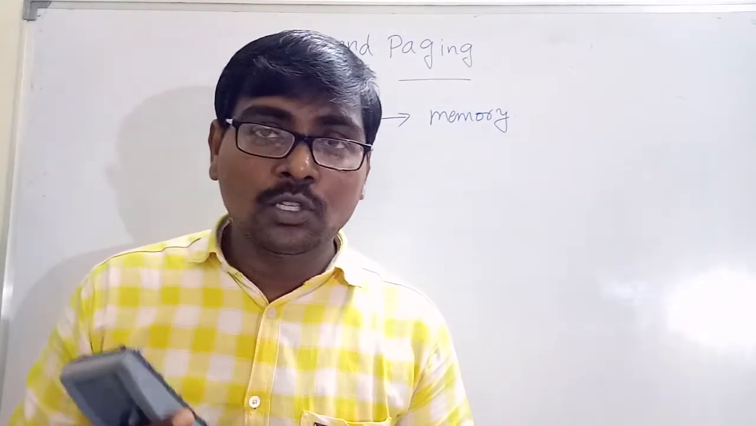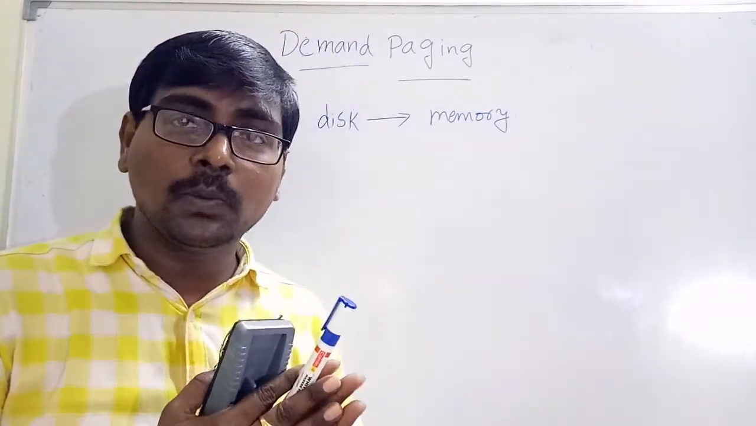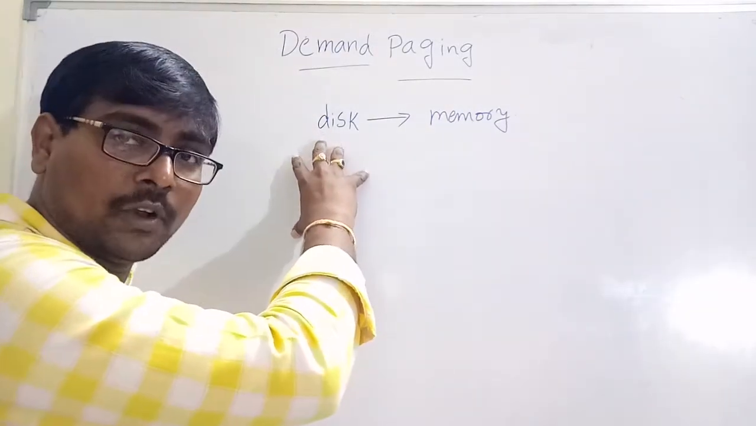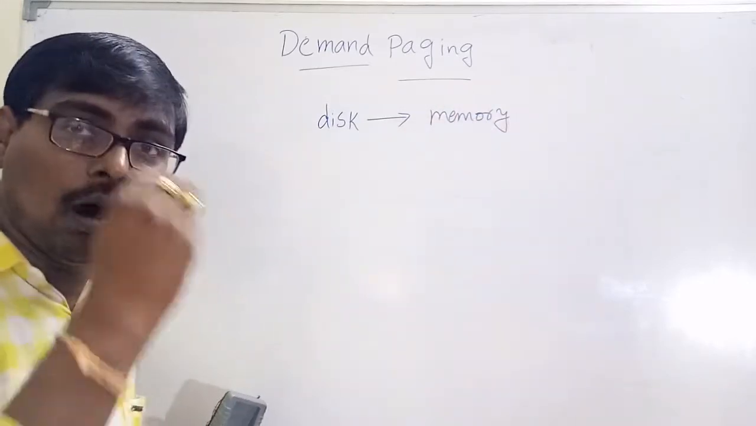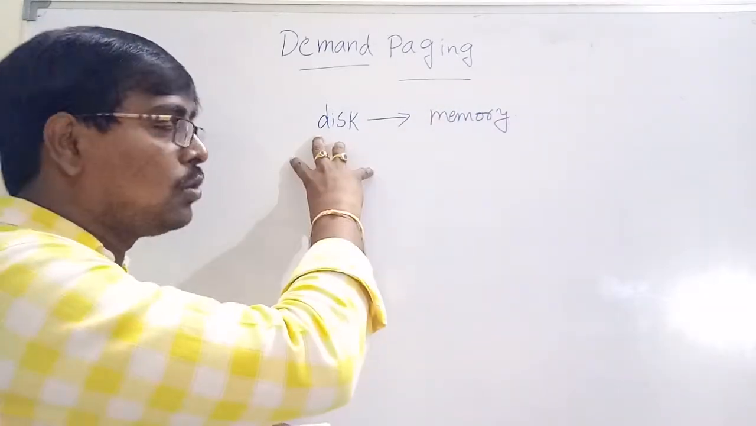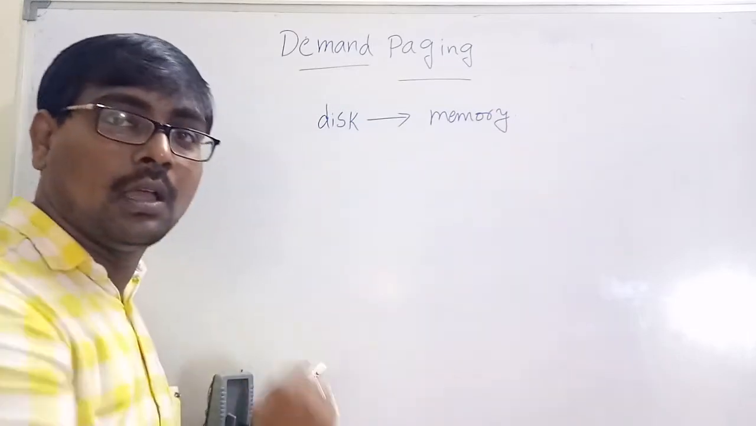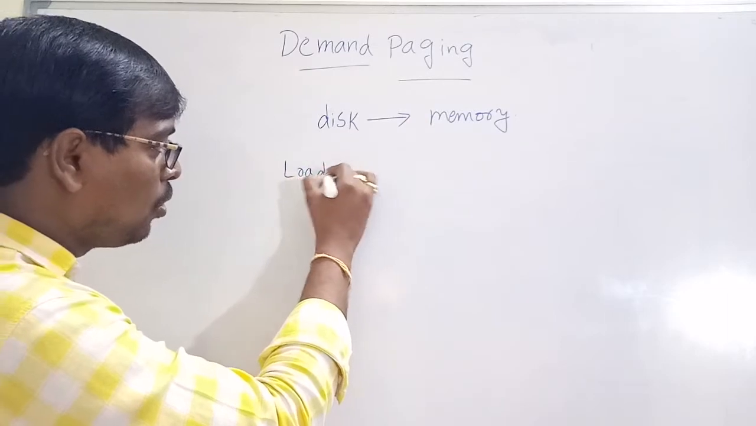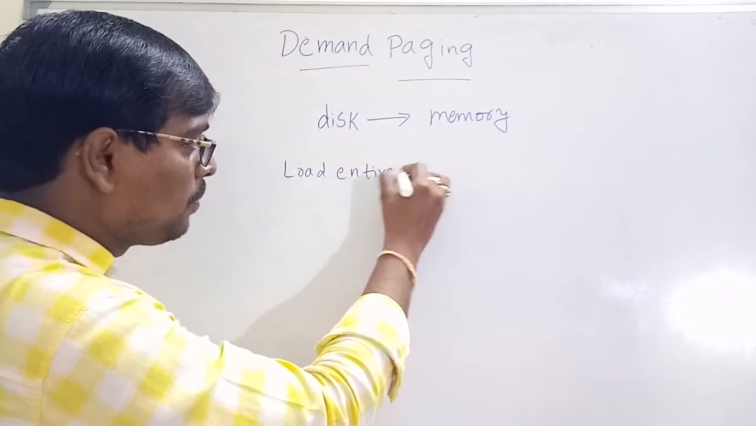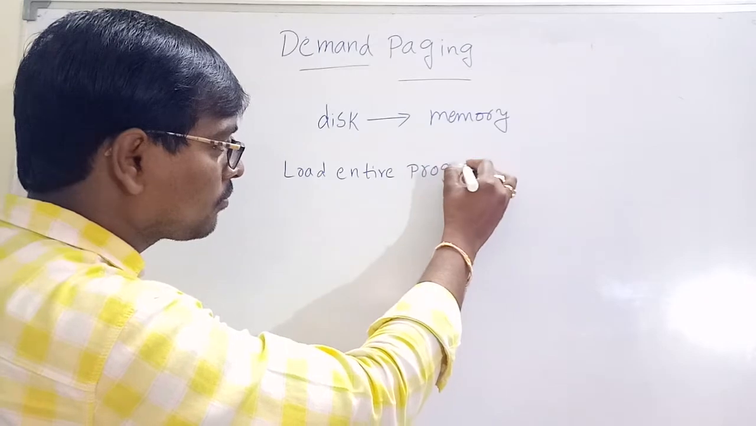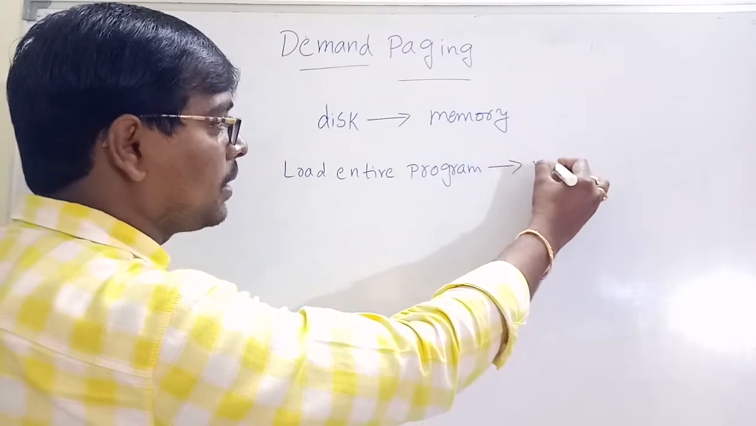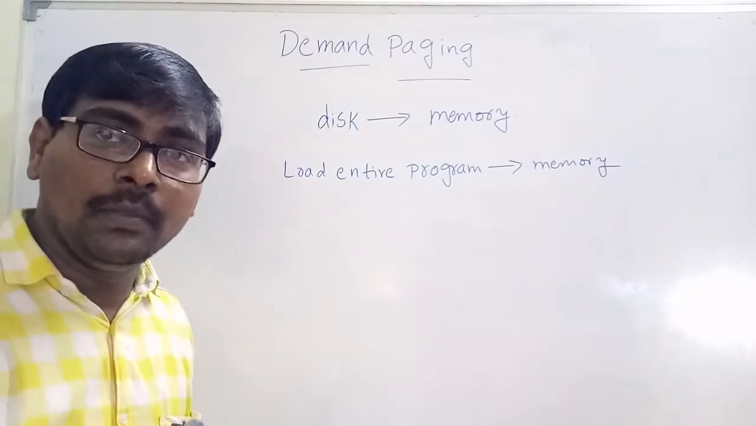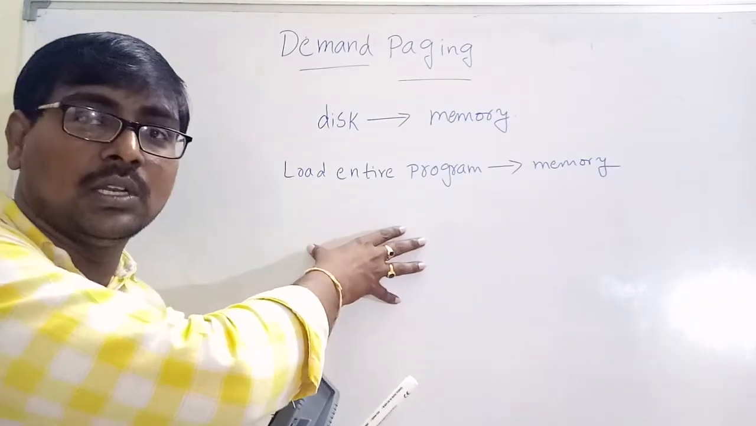If a program is to be executed, the program must be stored in physical memory. So we have to load the program from the disk into main memory or physical memory. Both are the same. Load the program from the disk into memory. How? One option is to load the entire program into the memory. This is one option available.